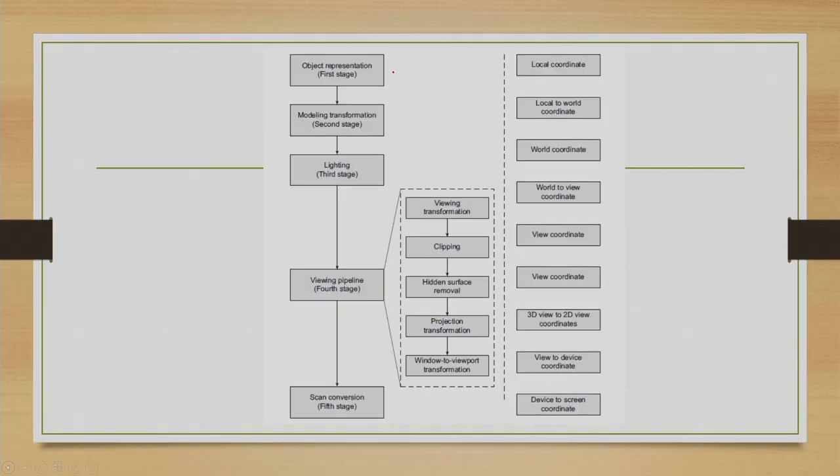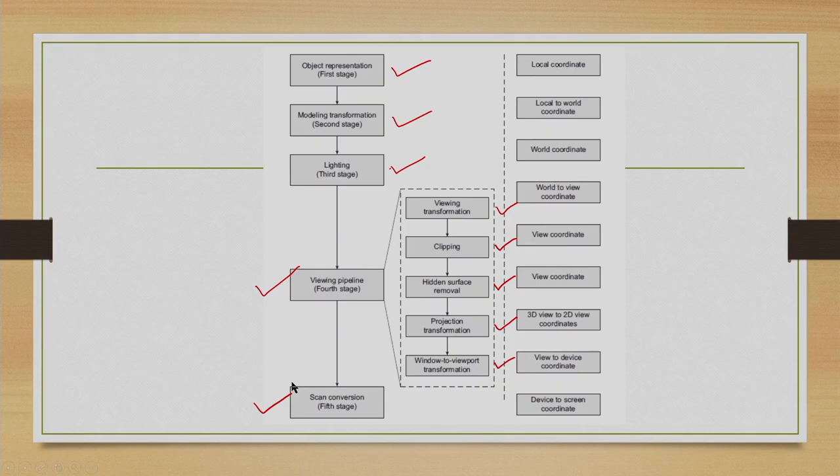First stage is object representation, second stage is modeling transformation, third stage is lighting or coloring, fourth stage is viewing pipeline, which itself consists of few substages, 5 substages mainly: viewing transformation, clipping, hidden surface removal, projection transformation and window to viewport transformation, and the last stage is scan conversion.